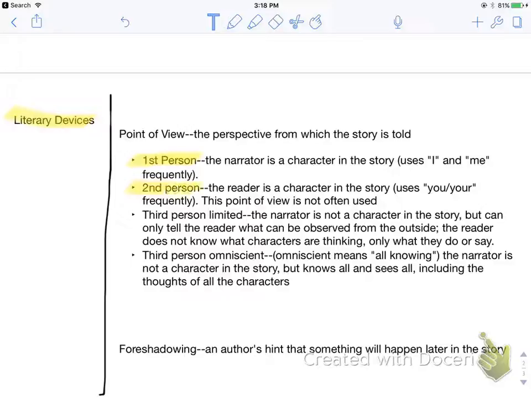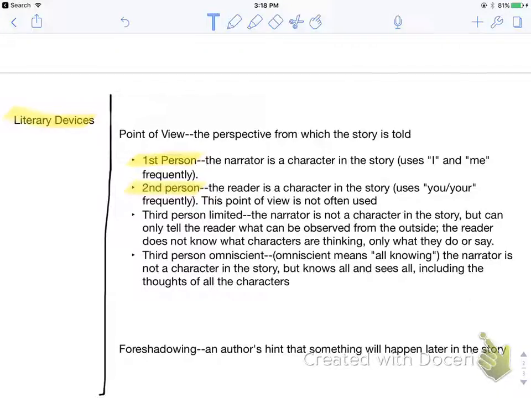Second person, the reader is a character in the story. Not just the person who is telling the story, but the reader, him or herself, is also in the story. So you're going to see you and your used frequently. This point of view isn't used very often.